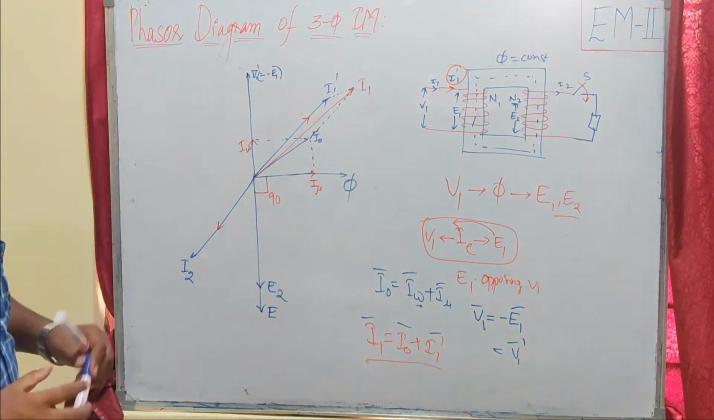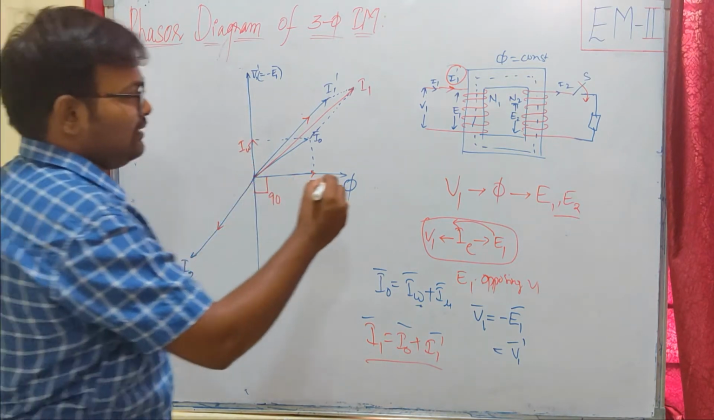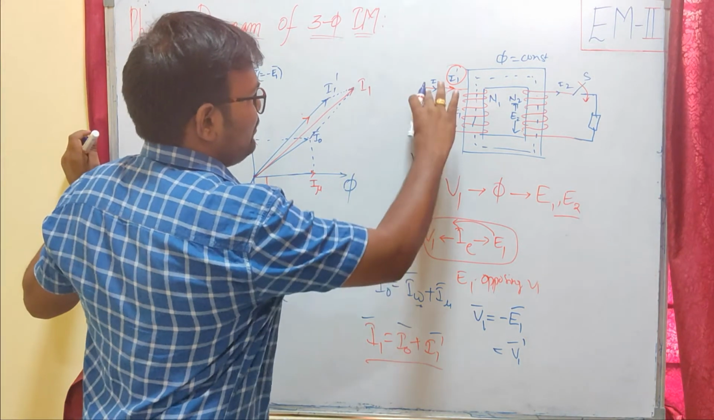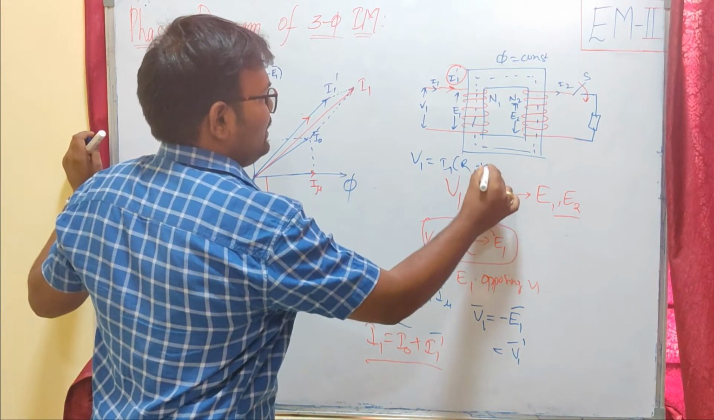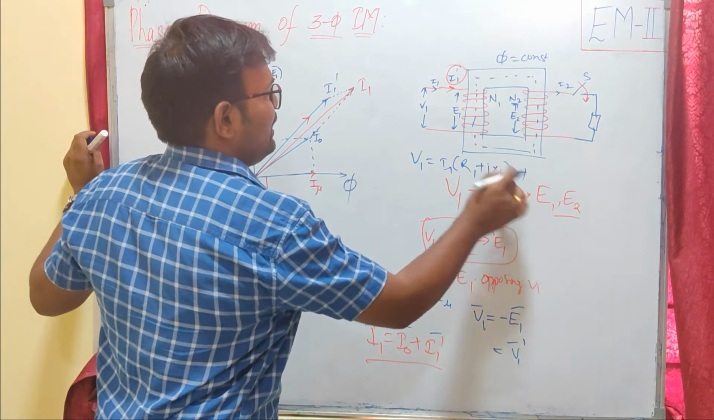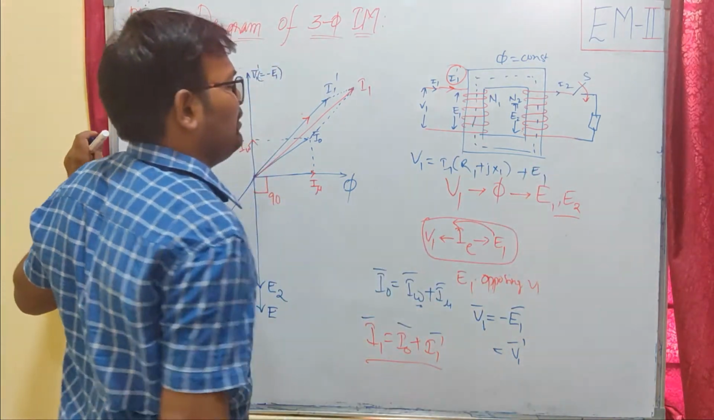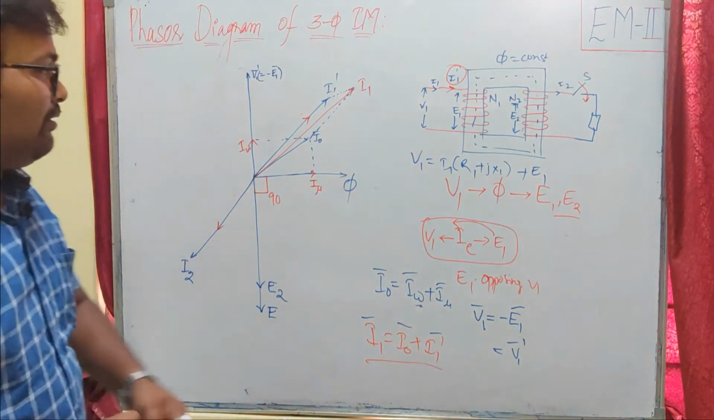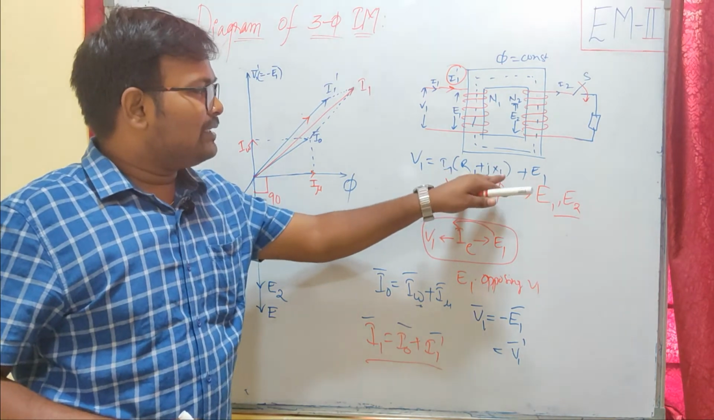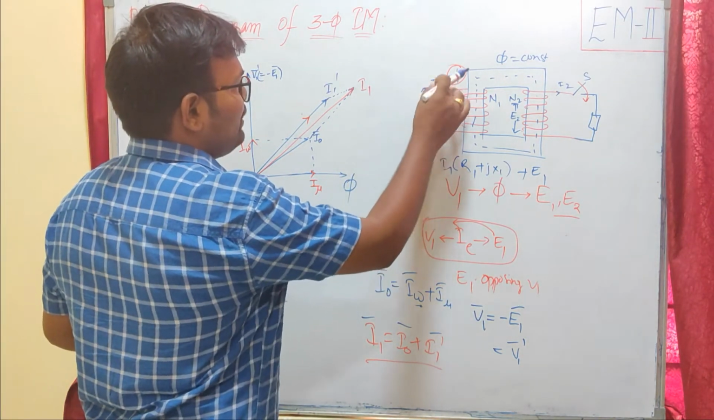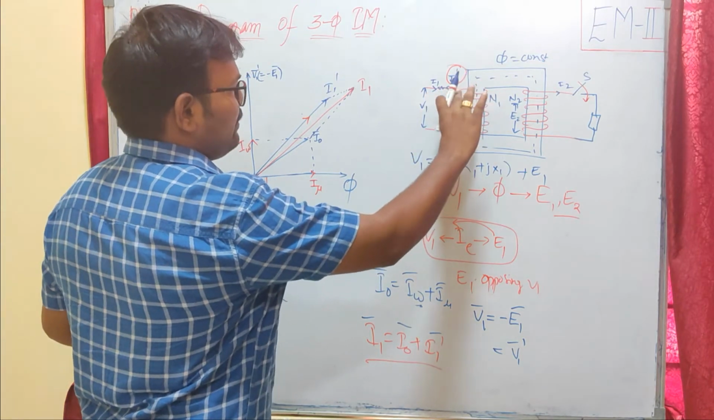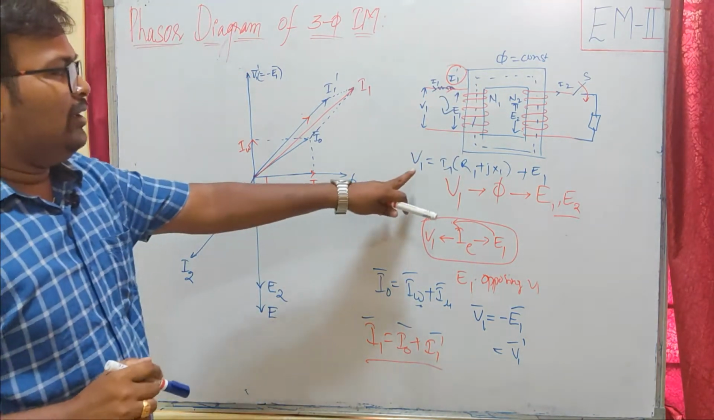So now let us see the expression for V1. V1 equals I1 into the resistance in the primary plus the leakage reactance in the primary, plus our induced EMF. So our primary voltage supplies the impedance drop and our primary EMF. You can apply KVL here: V1 equals I1 into the impedance drop plus E1. That is our primary voltage expression.